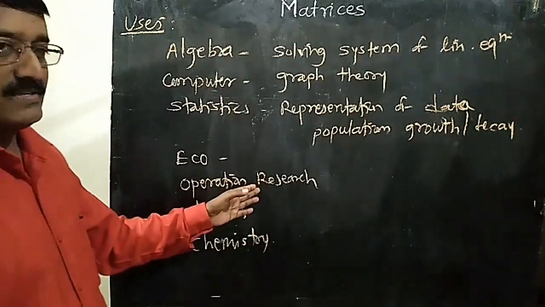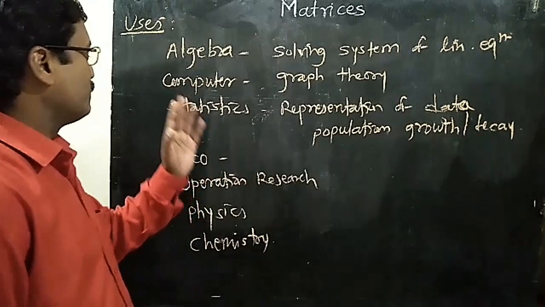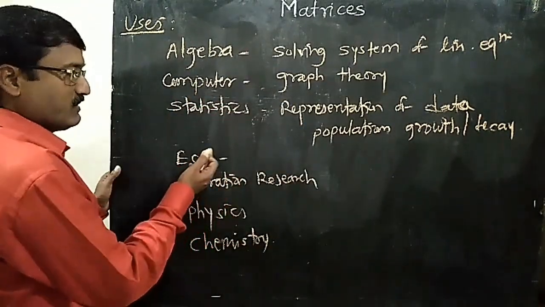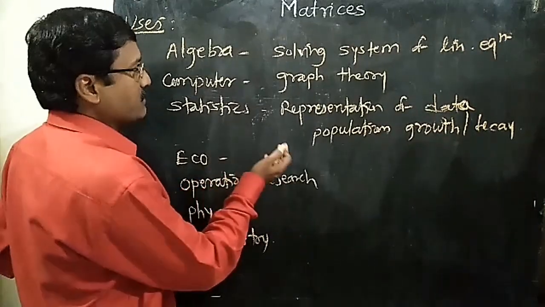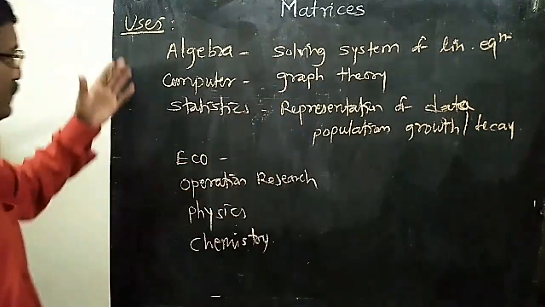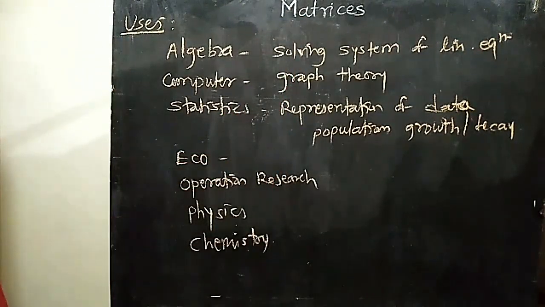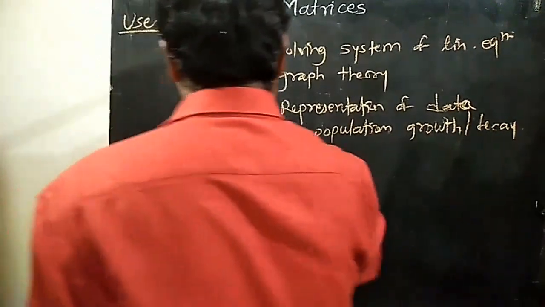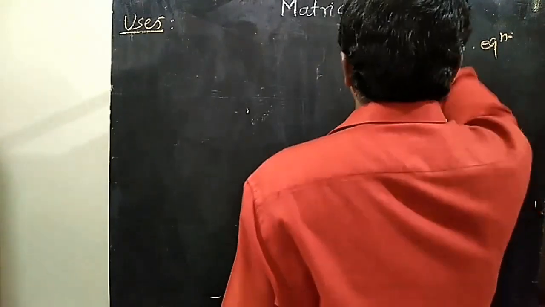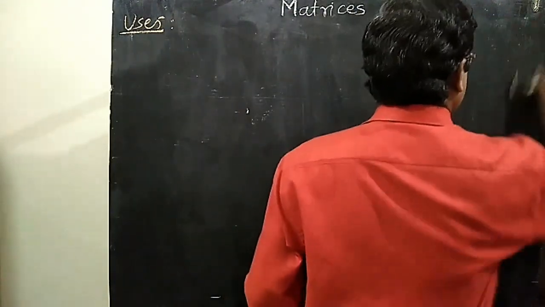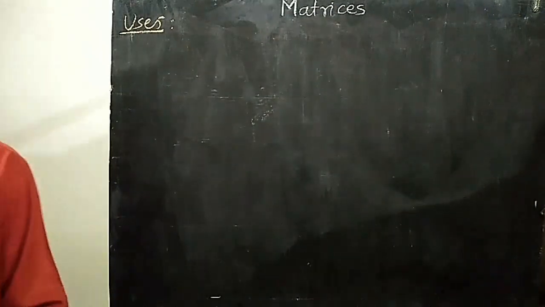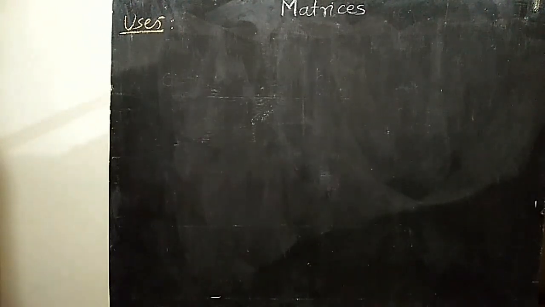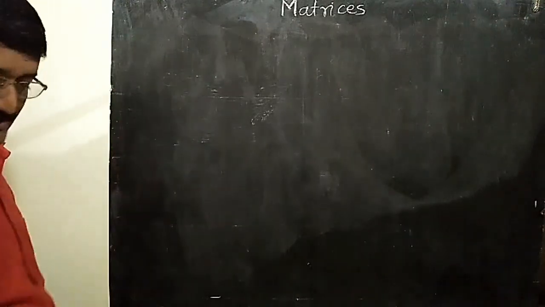In operations research, there are so many different branches in which matrix we can easily use. In economics, so many economical information can be represented by using matrices. So these are various branches in which we can use matrix. So these are the uses of matrix. After this, we will go towards the basic concepts that we have learned in 11th class.